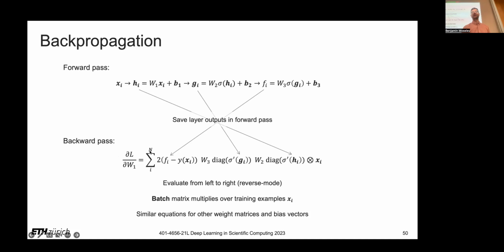And then the other thing is, we also have this summation in the loss function over all of our training examples. So we need to do this operation across every training example. And so that just turns into a batch matrix multiply. You're just batching a lot of matrix multiplies together. And GPUs have very fast implementations of batch matrix multiply. Also, I've just shown this for the single weight matrix, but you can see how this equation is very similar for the other weight matrices and the bias vectors as well.